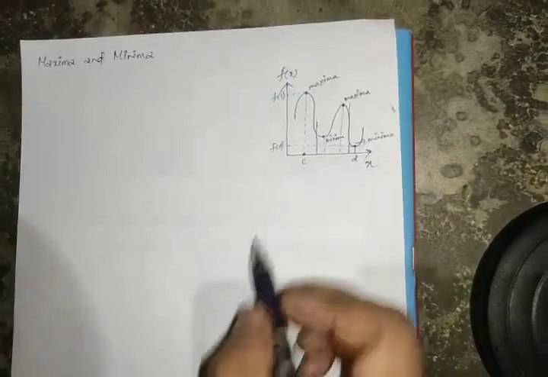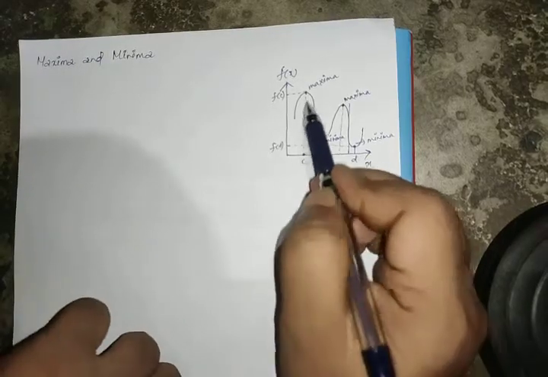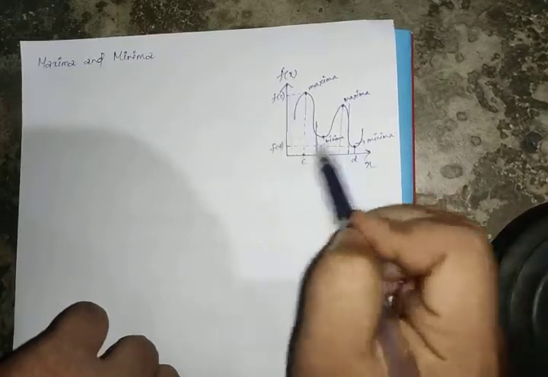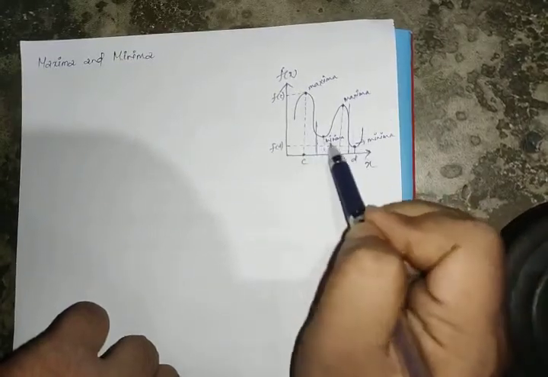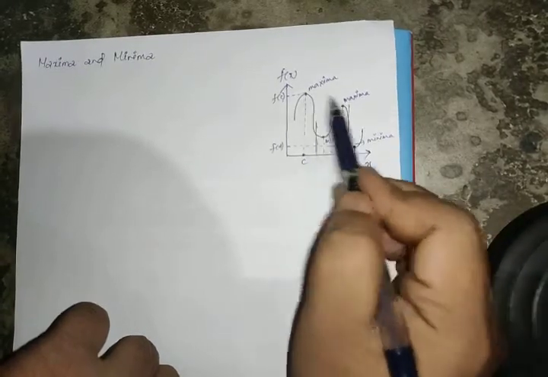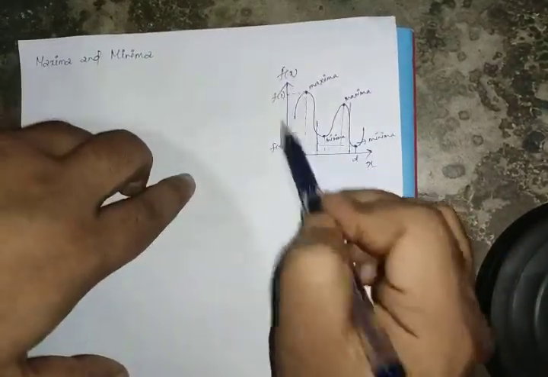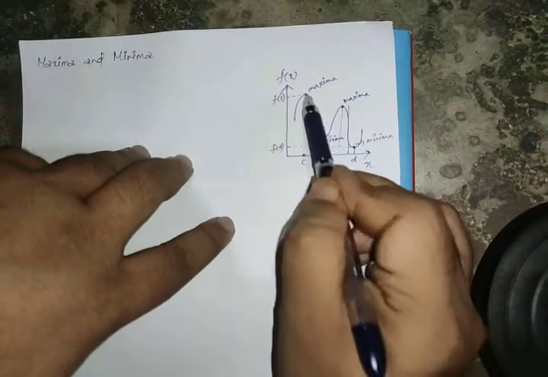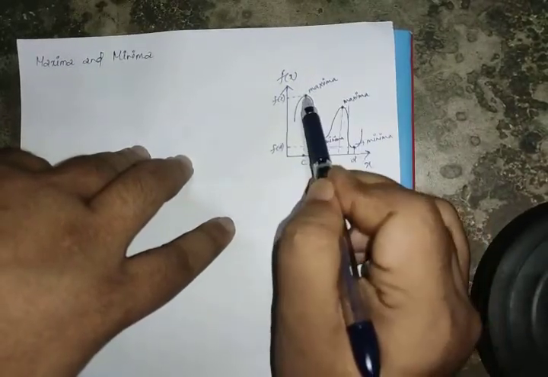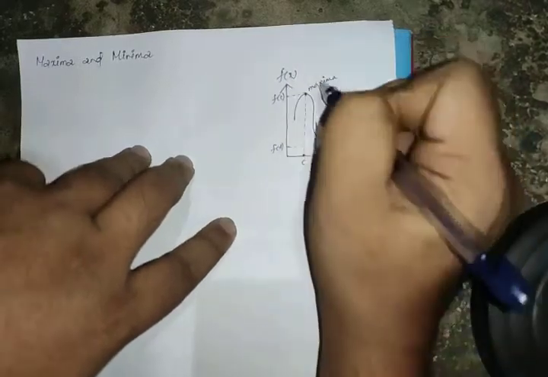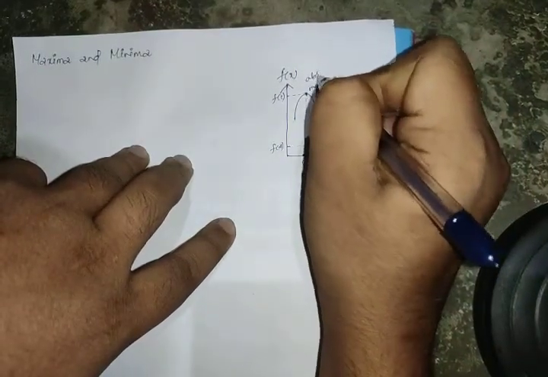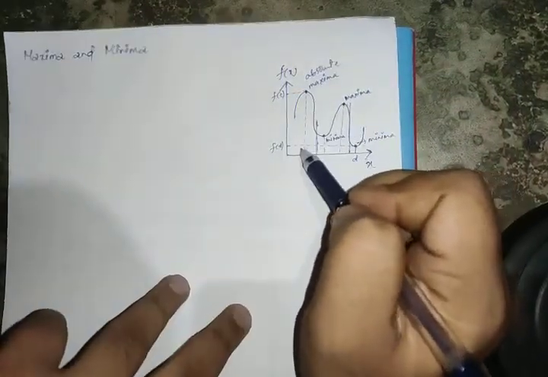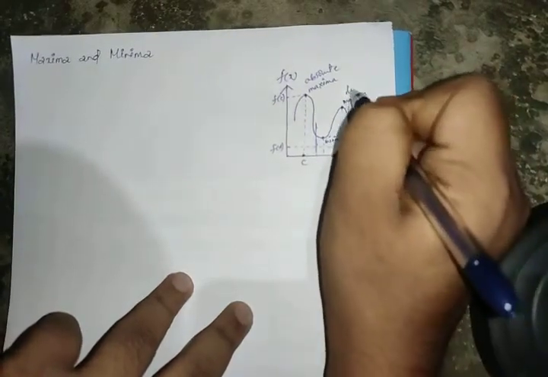Now what is the difference between these two? See, this maxima and this minima is for the overall interval, from this whole interval. Here we have two maxima and two minima, right? This maxima is for the overall interval, from here till here. The highest value is this one, right? If you consider this maxima, it is greater than this one. So this is called absolute maxima, because this maxima is greater than the other maxima, and this maxima is called local maxima.